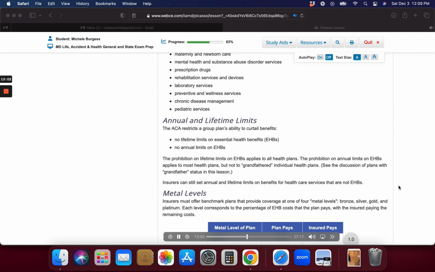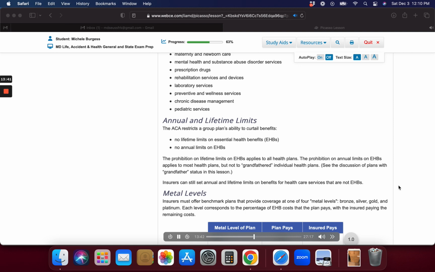Annual and lifetime limits. The ACA restricts a group plan's ability to curtail benefits. No lifetime limits on essential health benefits, EHBs. No annual limits on EHBs. The prohibition on lifetime limits on EHBs applies to all health plans. The prohibition on annual limits on EHBs applies to most health plans, but not to grandfathered individual health plans. See the discussion of plans with grandfather status in this lesson. Insurers can still set annual and lifetime limits on benefits for healthcare services that are not EHBs.